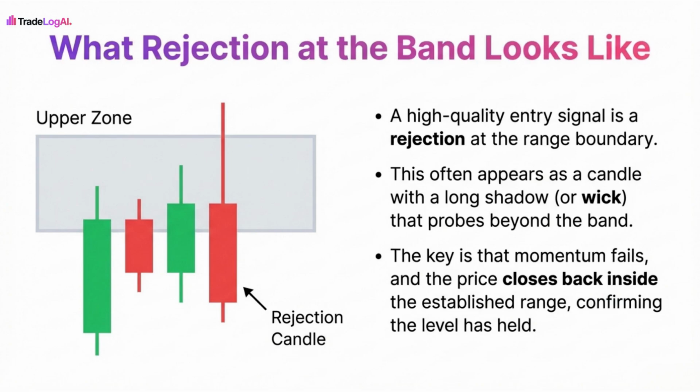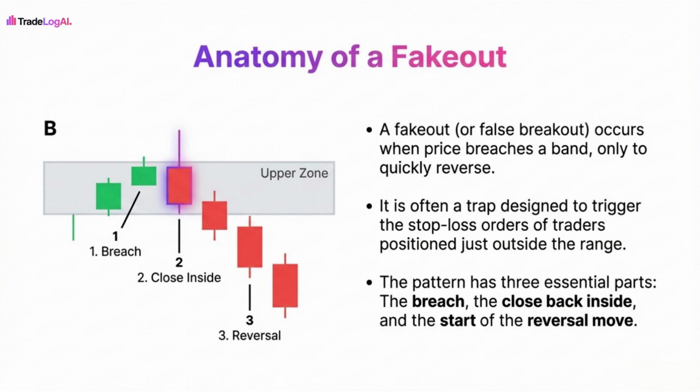A clean edge entry is built on rejection at the boundary. Typically, you'll see a candle probe beyond the band with a long wick, then fail to continue. Momentum dies. The confirmation is that price closes back inside the established range. That close is not optional. It's what turns possible rejection into confirmed rejection. Without that close inside, you don't have a range trade. You have a guess.